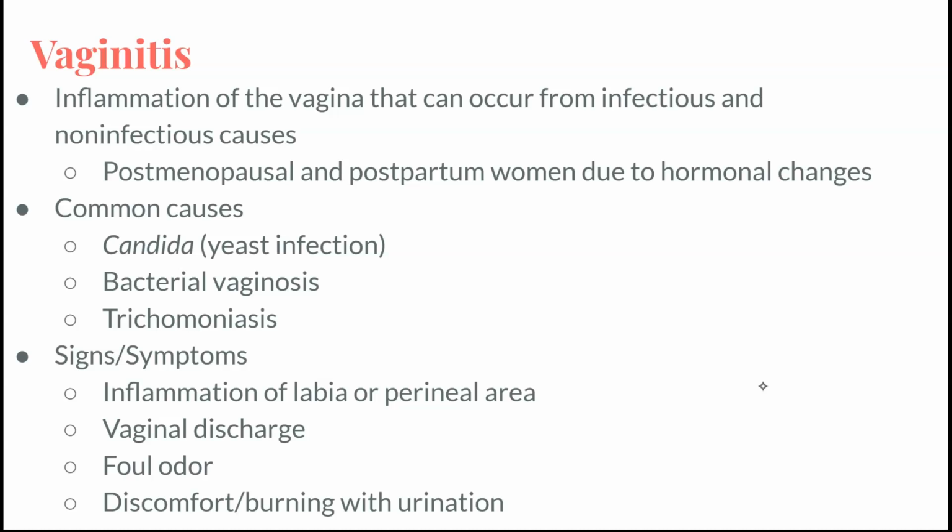Vaginitis. There's a couple different types. There's bacterial vaginosis, which is caused by random bacteria. Candida, which is a yeast infection, is relatively common in women and can be treated over the counter with a little bit of Monistat. It's usually discomfort, burning with urination, itchiness, inflammation of the labia or perineal area.